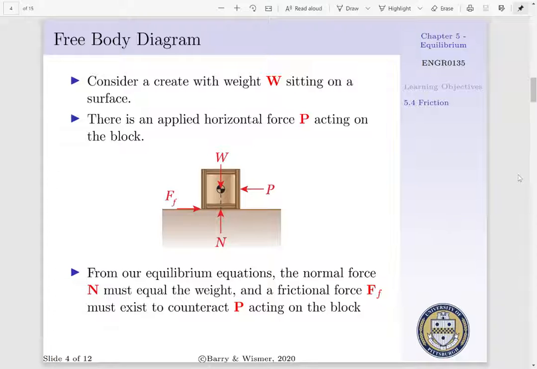To begin, let's consider a crate with a weight W sitting on a surface. The weight of the crate acts at the center of mass. Now, there has to be a normal force to oppose the weight of this crate. So N would be existing in our positive direction. Now, say we have an applied force, P, acting on this crate. What would have to exist for this crate to be in equilibrium is a frictional force, F sub F. This frictional force is going to counteract P, such that our body does not move.